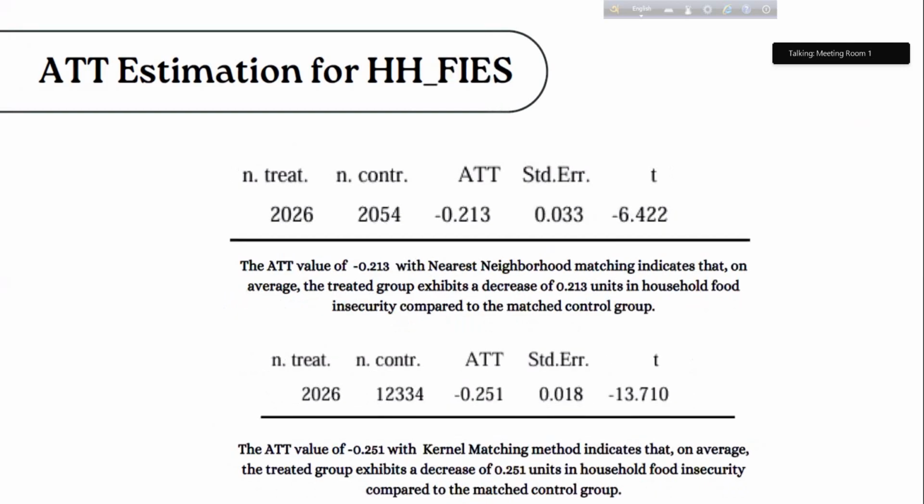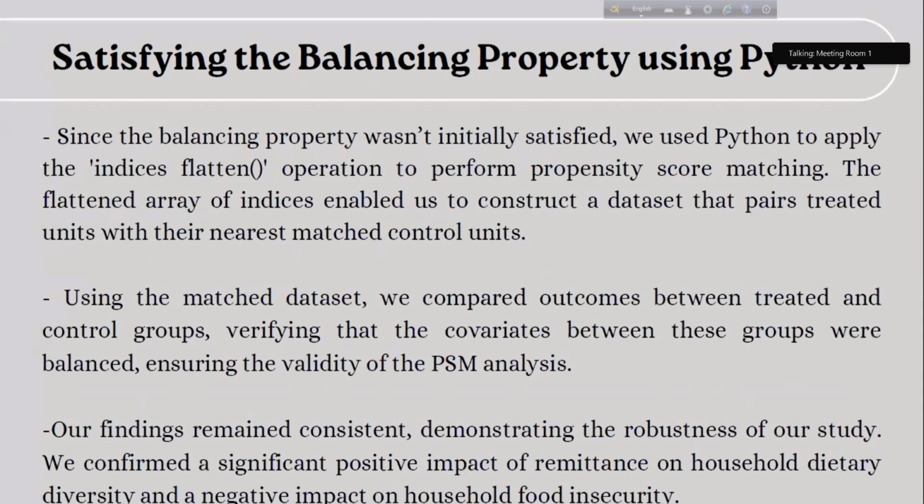And the same for food insecurity. When we did the nearest neighborhood matching and the kernel matching, both results are in sync, and both showed that there is a decrease in household food insecurity between the treated and compared group when they receive remittance. Then we did the balancing property in Python.